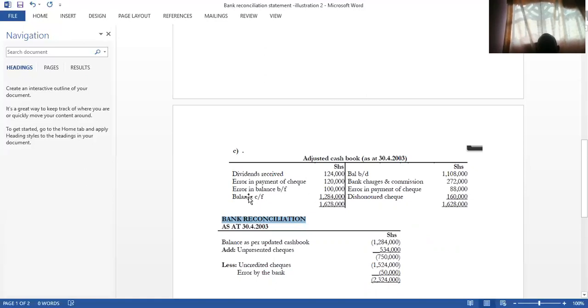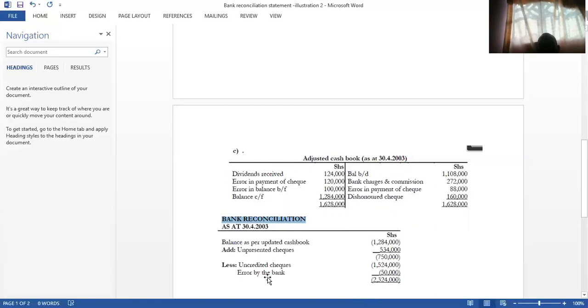And then now you get this balance carried forward, which is actually the balance as per the updated cash book. And remember this balance, it is an overdraft. An overdraft simply means that you have got a negative amount in your bank. That's why when you come here, this figure must be put into bracket to signify it is a negative. Then you add the unpresented checks, which are amounting to this. You get this figure, and then you raise uncredited checks, which are amounting to this.